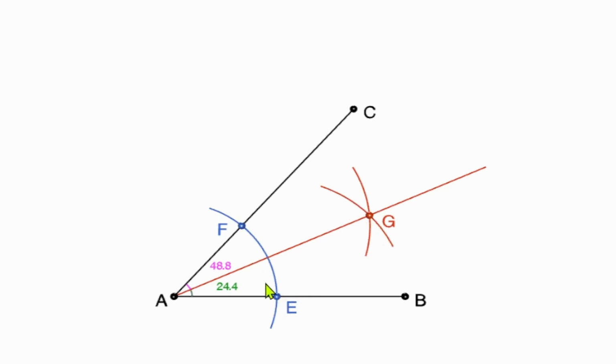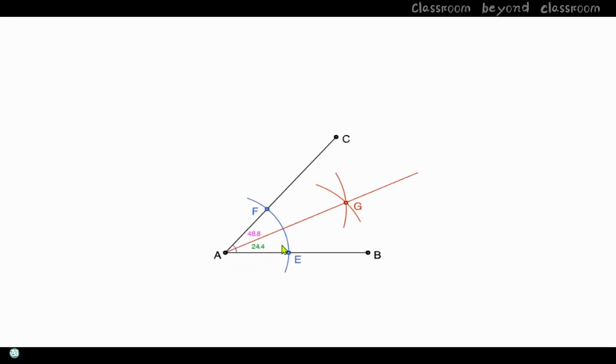Why we should take more than half of EF? Because if we take less or equal to half of EF, then these two arcs will never cut each other, and that is why we have to take the radius more than half of EF. So this way we can bisect angles.